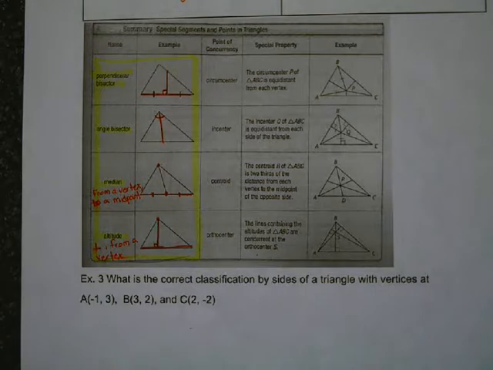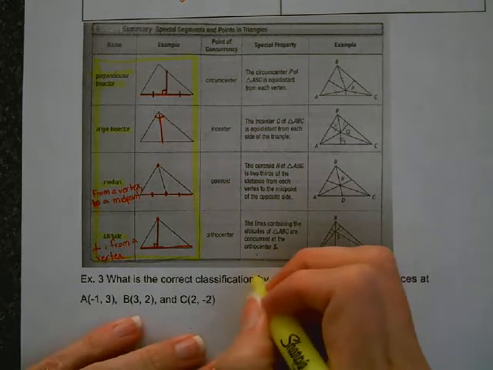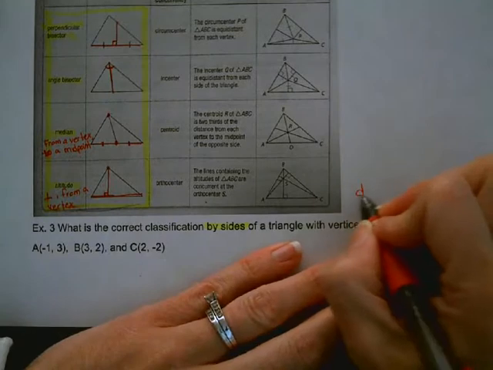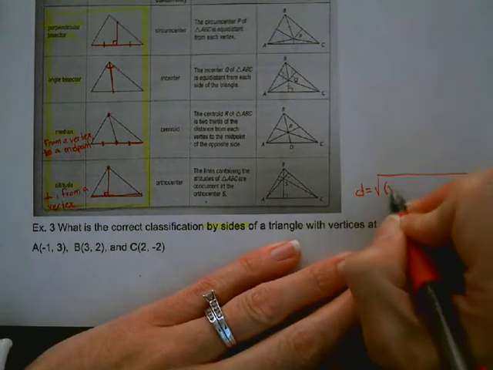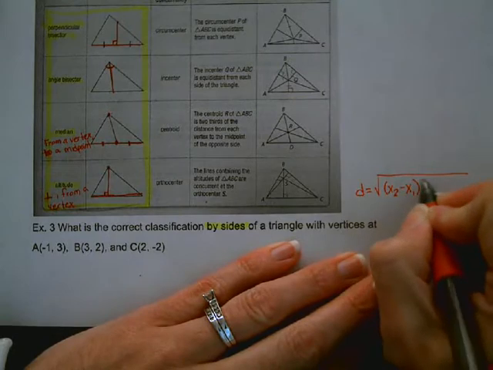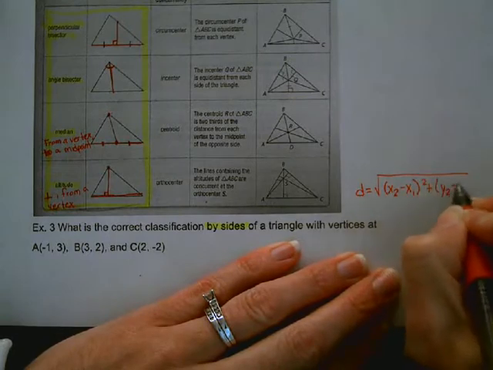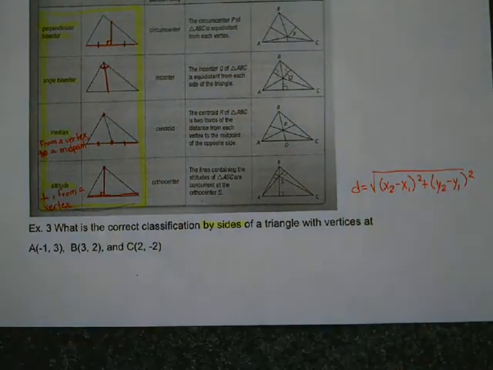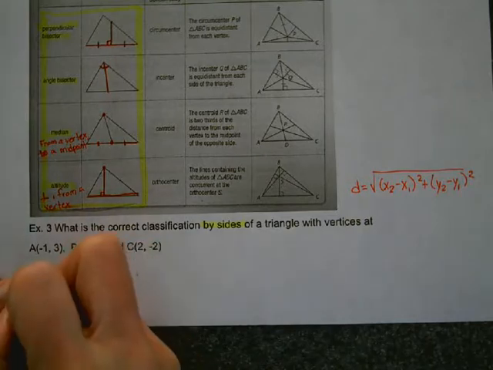Alright, the next question on this page is, what is the correct classification by sides of a triangle with these ordered pairs? In order to do where it says by sides, we would need to know how long each side is. We use the distance formula to find the lengths of sides. So there's our distance formula. We're going to just pick 2 points to do at a time, like we did with perimeter, only this time we just need to know the lengths of the sides instead of actually adding them all up.